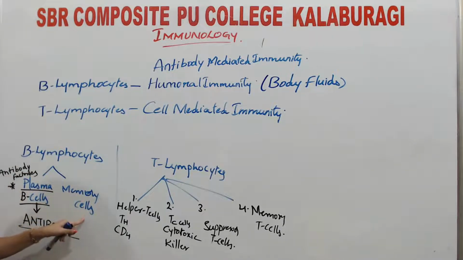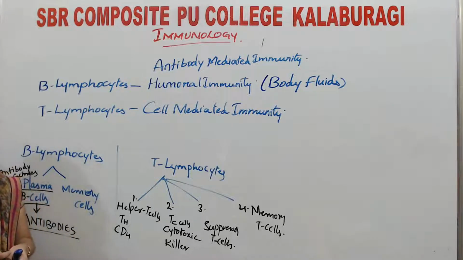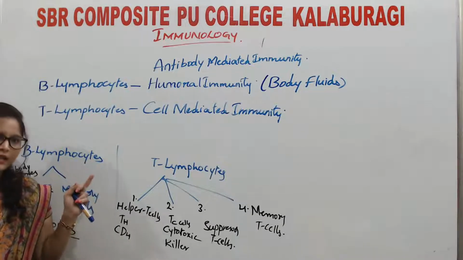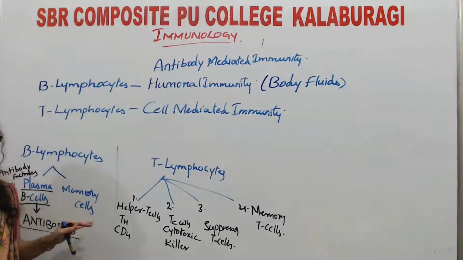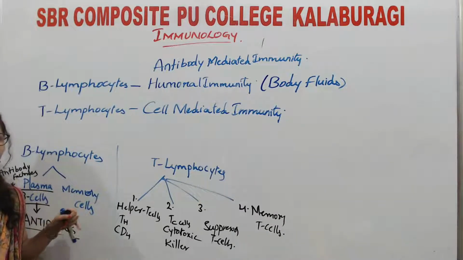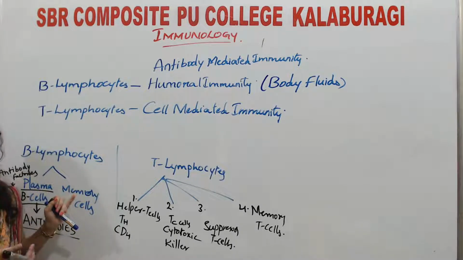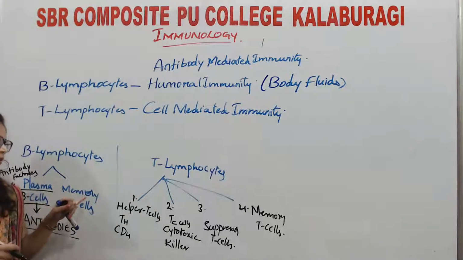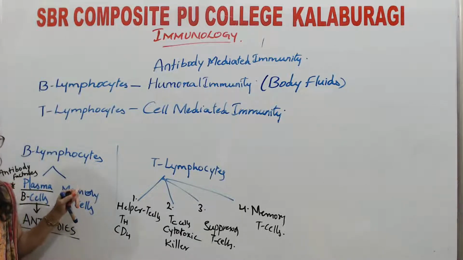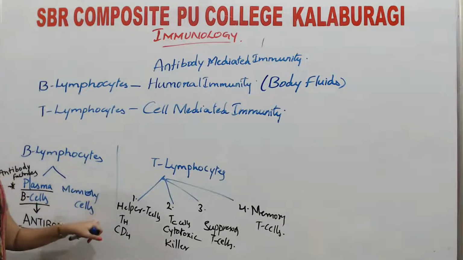Now, memory cells. What is the function of memory cells? If the same pathogen encounters a person for the second time, that means a subsequent encounter, then what happens? These memory cells will recognize that antigen and immediately kill it, and will not allow that antigen to cause disease to the person for the second time. We shall see what primary and secondary responses are, then we can understand. As the name indicates, memory cells store the information regarding the antigen, and in the subsequent encounter they recognize the antigen very quickly and destroy it immediately, and will not allow the person to fall ill for the second time.